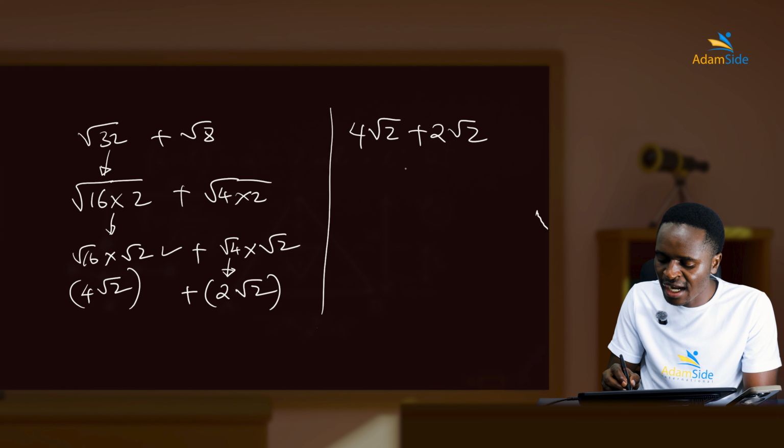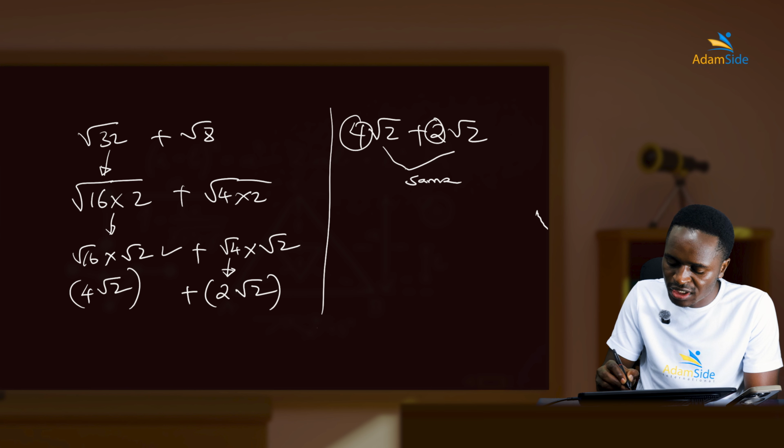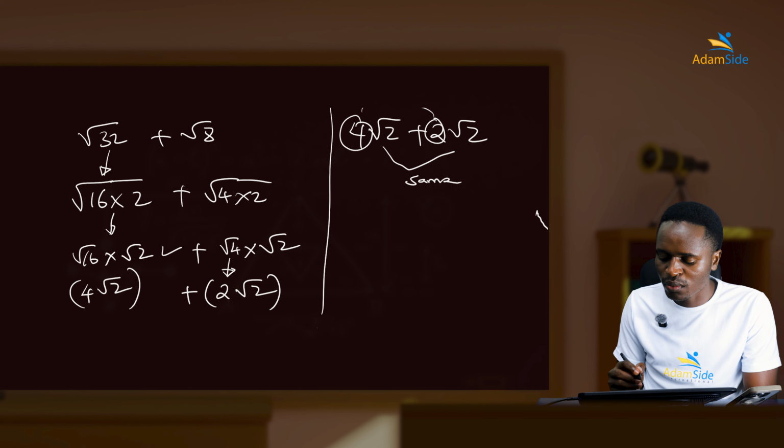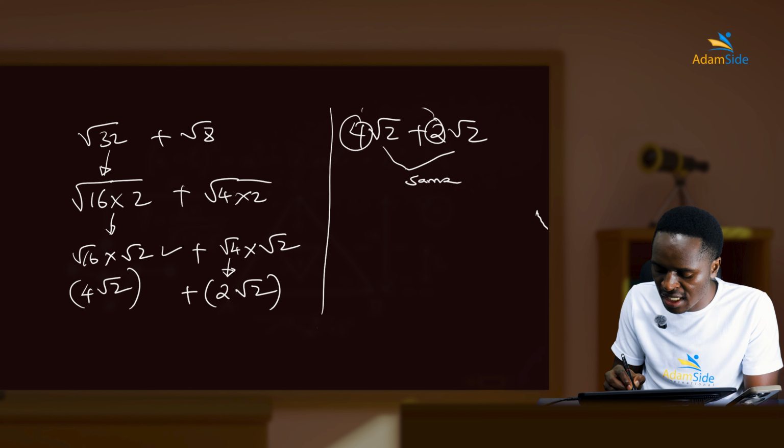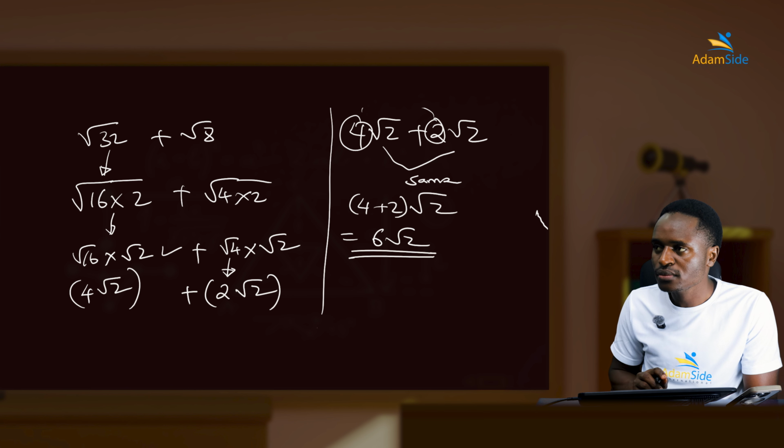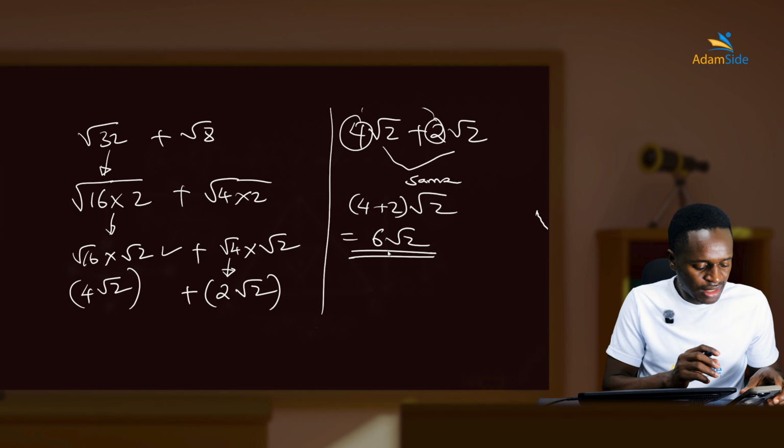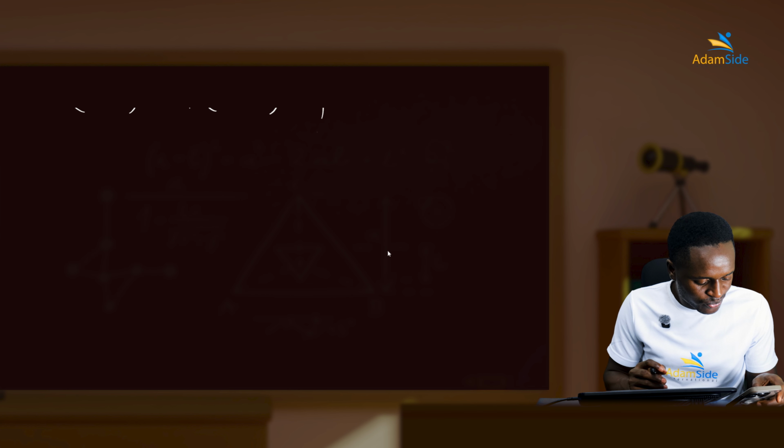Now, simply because we have the same surd, this is same, so we only add the coefficients. Coefficients are the numbers before the surd symbol. So we say 4 plus 2 and then keep the same surd. So you have 6 root 2. That becomes the answer. That's how you do.